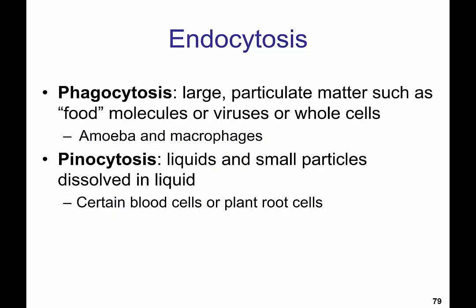In phagocytosis, you have a large particulate matter such as food molecules or viruses or whole cells that are entering. An amoeba or macrophages are examples of this, where there's eating or breaking down of matter. In pinocytosis, pino means to drink. Liquids and small particles that are dissolved in liquids are taken into the cell. Certain blood cells or plant root cells are examples of this.